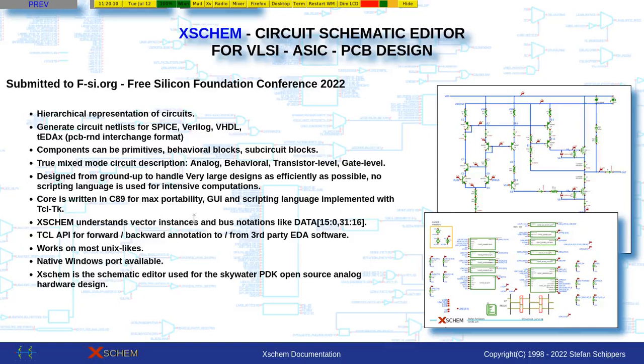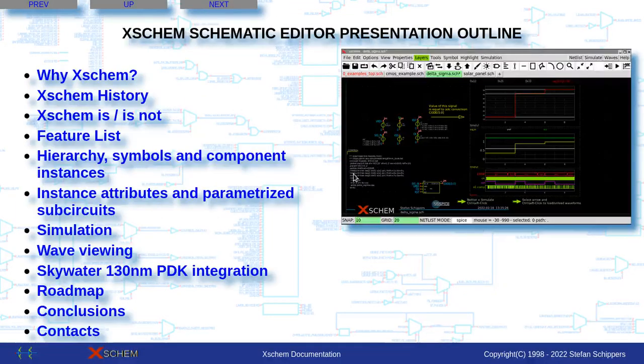Xschem understands vector instances like this one here, and TCL can be used to do forward or backward annotation, for example, importing operating point data into the schematic and so on. It works on most Unix-like operating systems, and we now have a Windows port, not native Windows, available. Also, Xschem is the schematic editor used for the SKYWATER PDK design flow.